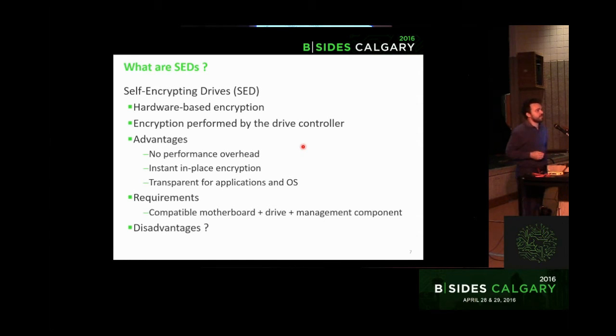So for the hardware-based encryption, this is transparent both for the applications but also for the operating system. Your Windows is not going to know that your hard drive is encrypted. It will just boot just as if it was a standard operating system and from a standard hard drive. So there's a few requirements for a hardware-based encryption. You must have a compatible motherboard, so any modern new laptop will typically do, a drive that supports the required standards, and you'll need a software or a management component to manage this.